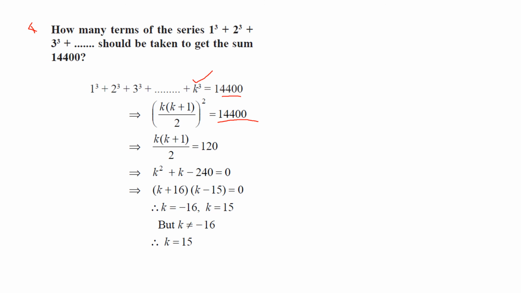Here also you split and write 144 into 100. So square root of 144, that is 12. Square root of 100 is 10. So 12 into 10, 120. Next k into k plus 1 by 2 equal to 120 means cross multiply, you get 240. That is k square plus k equal to 240 means it will come to the left hand side, plus 240 will come minus 240 equal to 0. We will find the factor of minus 240.